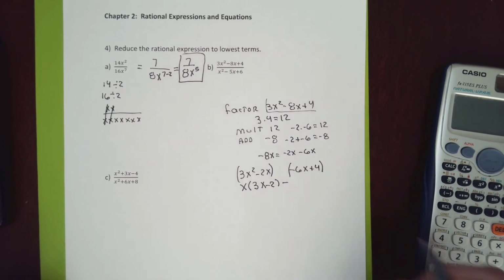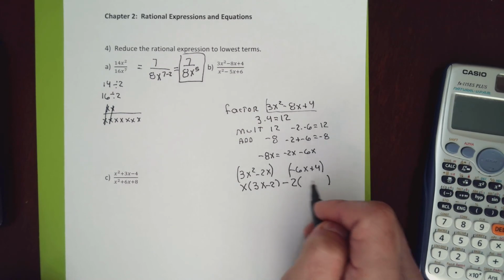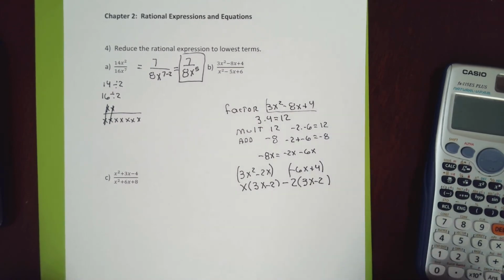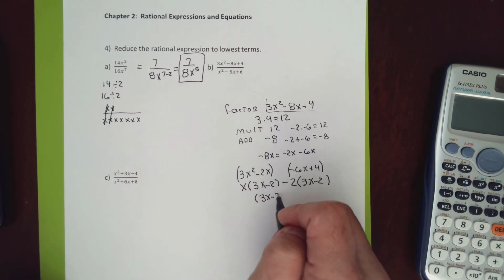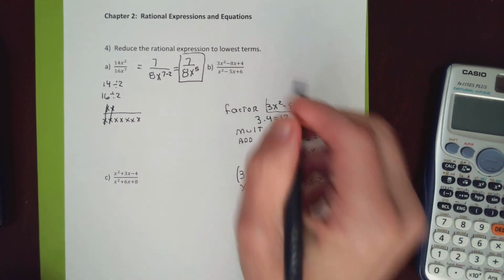My second parentheses I factor out a negative because the first term is negative. I factor out a 2 because the numbers have a common factor of a 2. And the inside of my parentheses need to be the same, so I didn't even think, I just copied. And for my factoring, I need 2 factors in either order, a 3x minus 2 and an x minus 2.